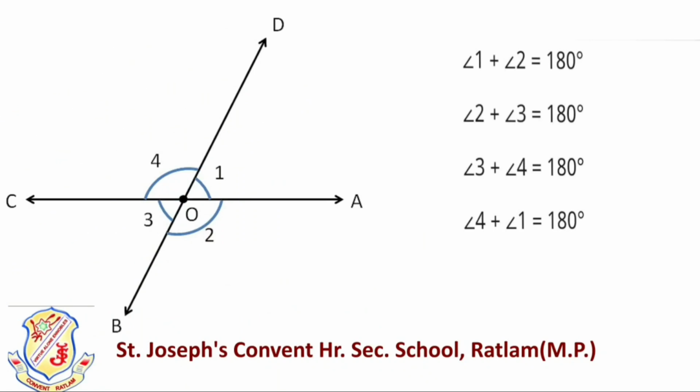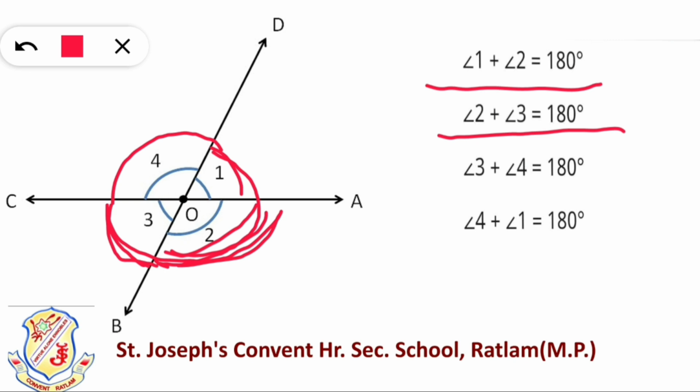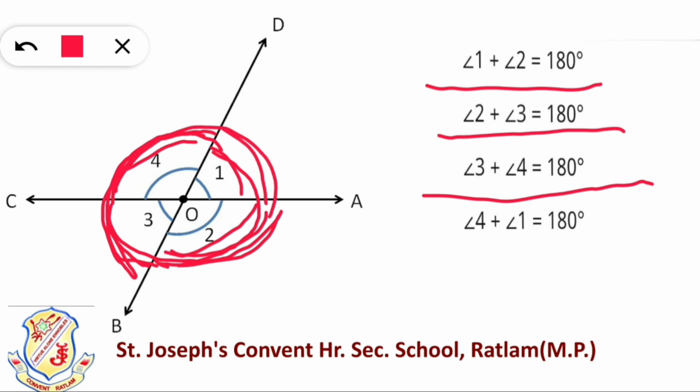Now in this another example you can see angle 1 and angle 2. Both the angles are making a straight angle which is 180 degrees, and angle 3 and angle 2 again are making a straight angle which is also 180 degrees. Then the next is angle 3 and angle 4. This is also making a complete 180 degrees, and angle 4 and angle 1 are also making a complete 180 degrees.